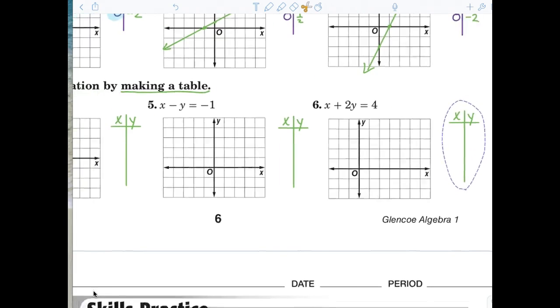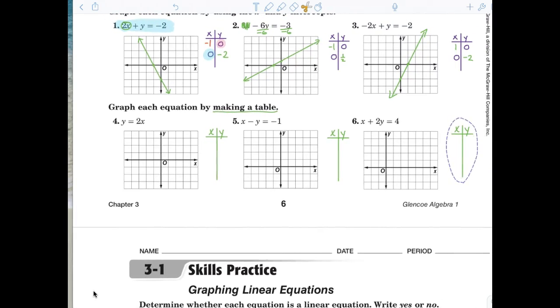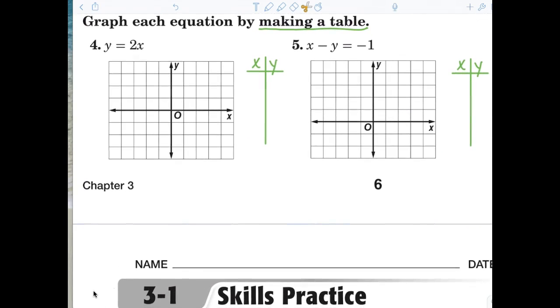Perfect. Okay. Now, y equals 2x is set up perfectly. All right, I don't have to change that. The problem is, do you remember last year we asked you to put 3 numbers in? Do you remember what 3 numbers we asked you to put in? I think we asked you to put in -1, 0, and 1. Do you remember that?